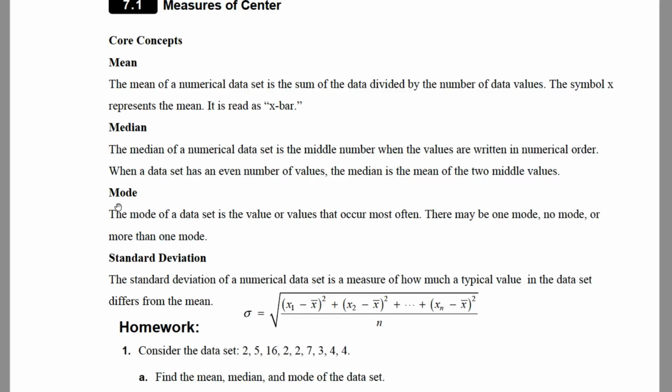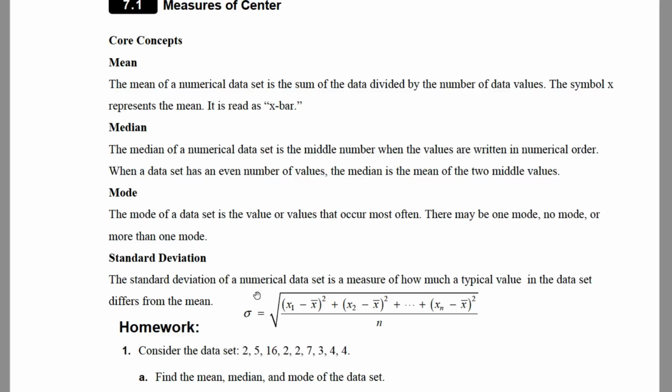Range is just the difference between the biggest and the smallest. And the mean is just when you add all of the stuff up and then divide by the number of numbers. And this is represented with an X bar. Okay, that's what it's called. And it's an X with just a bar on top. That's what mean is.